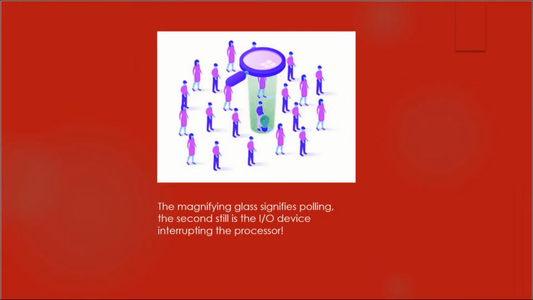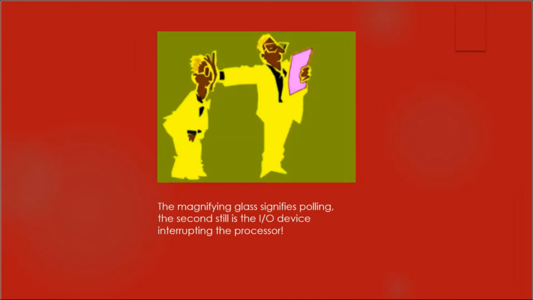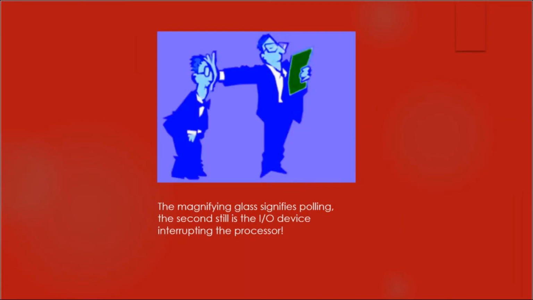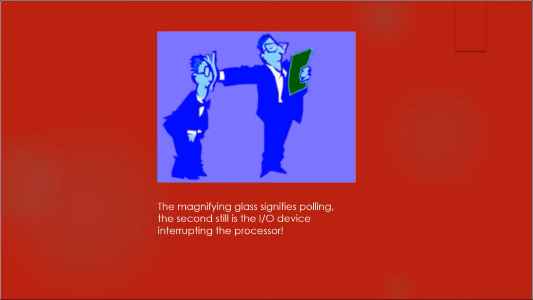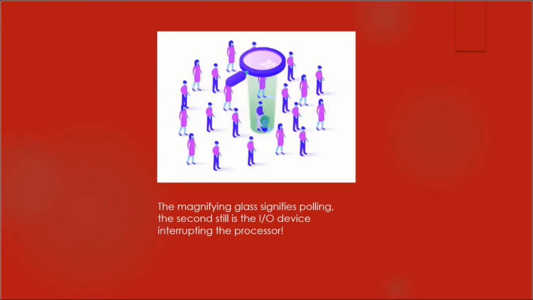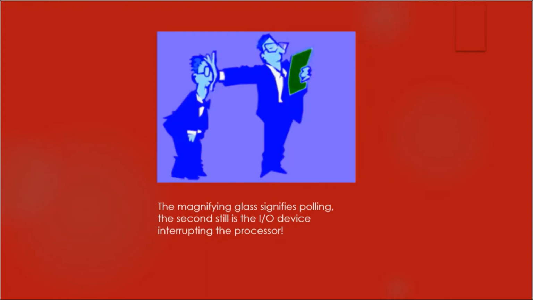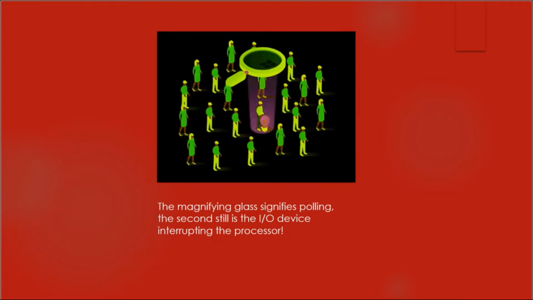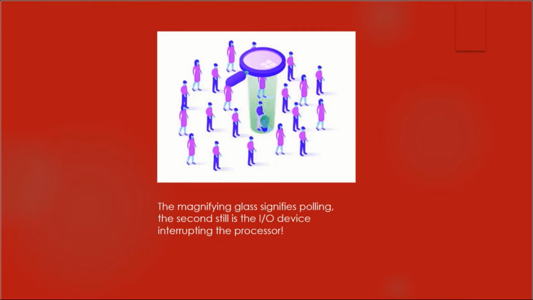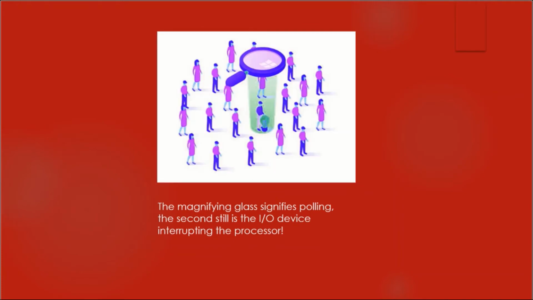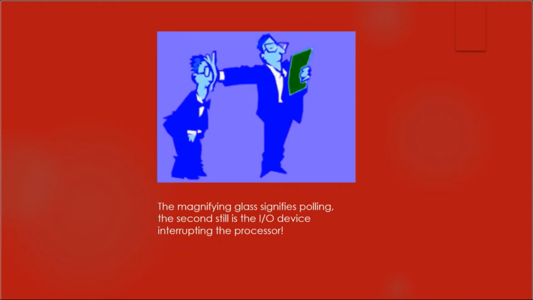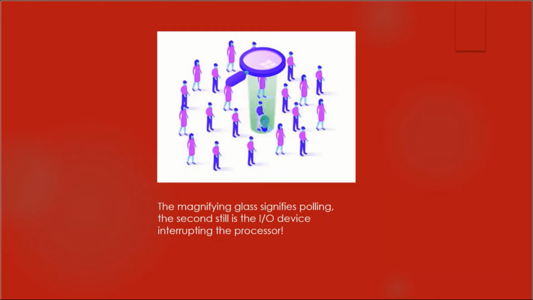A little animation of what I was talking about here. You can see a magnifying glass in the first still and a man trying to interrupt the other man in the second still. The magnifying glass signifies the searching. There are multiple input-output devices, and it's searching for which device exactly generated the interrupt. And in the second still, the processor is busy doing its own thing, and the input-output device, as soon as it completes the operation, is going to tell the processor, see, I'm trying to tell you that I have completed the input-output operation.